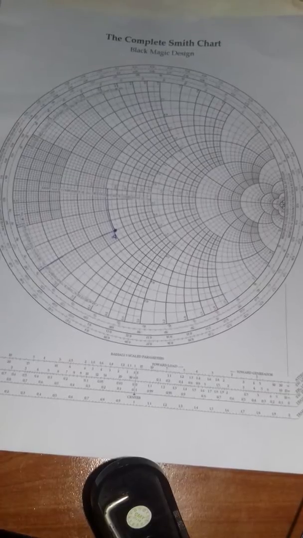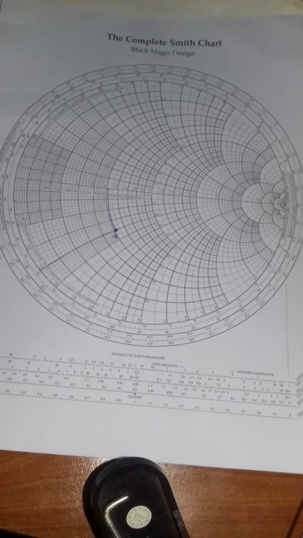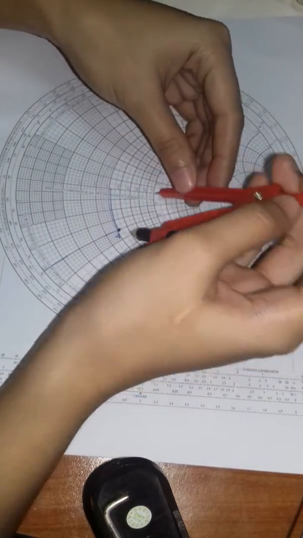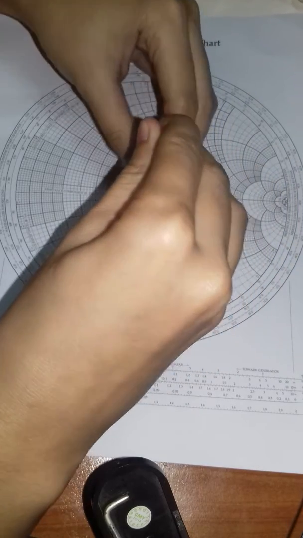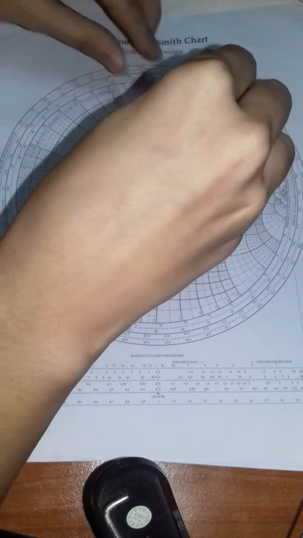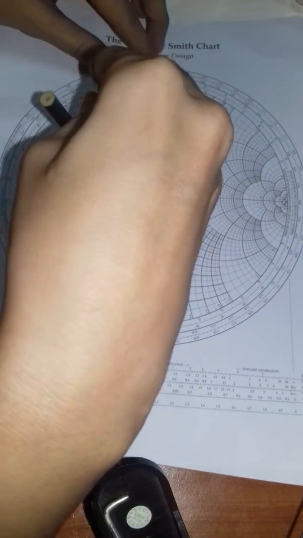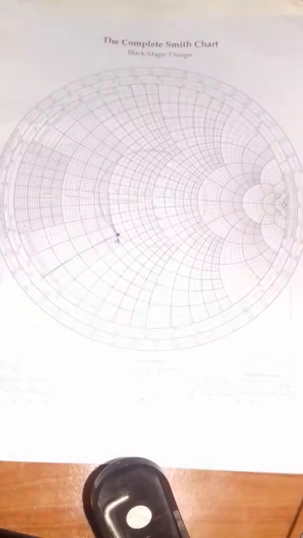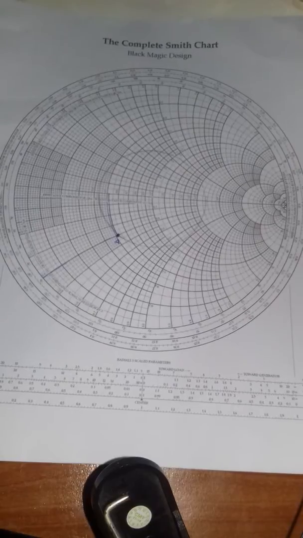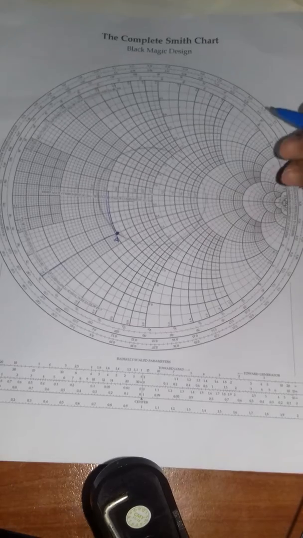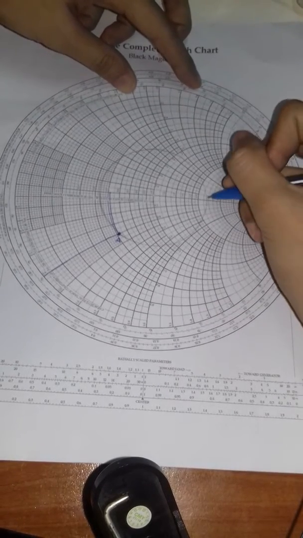After plotting point A to the Smith chart, next draw a circle from the origin to point A. There are 2 points where the impedance is purely resistive, point B and point C, but the closest distance is point C from A.